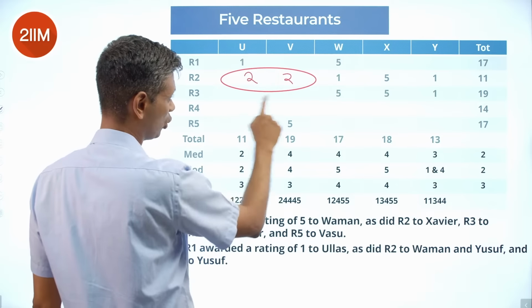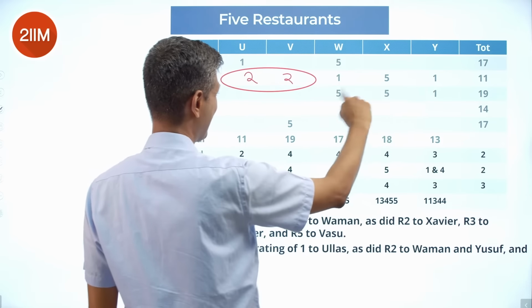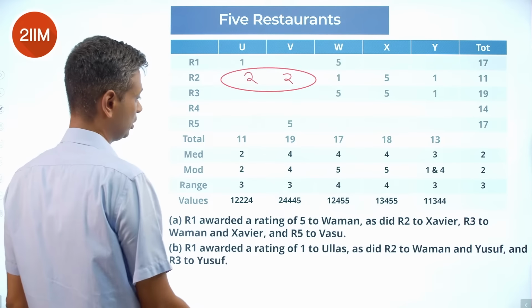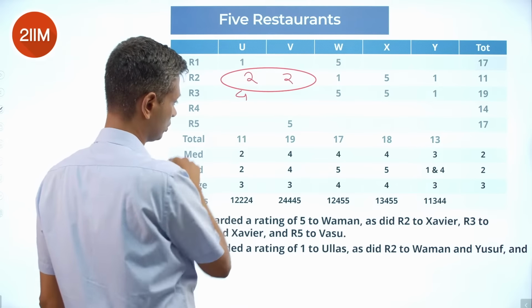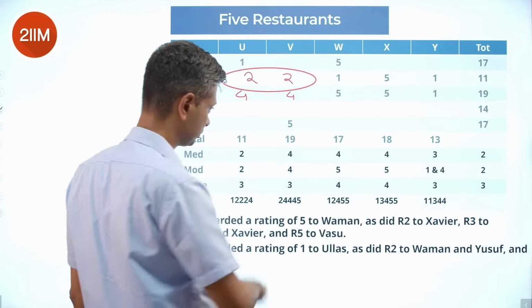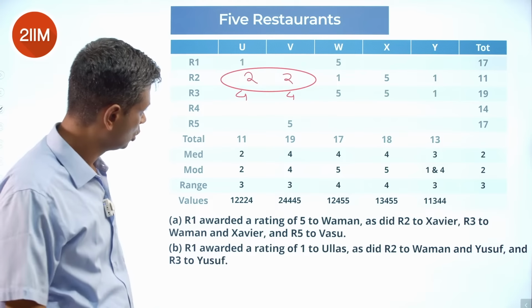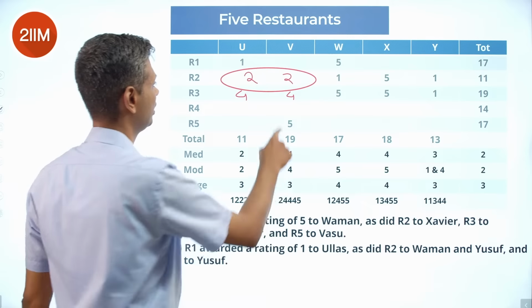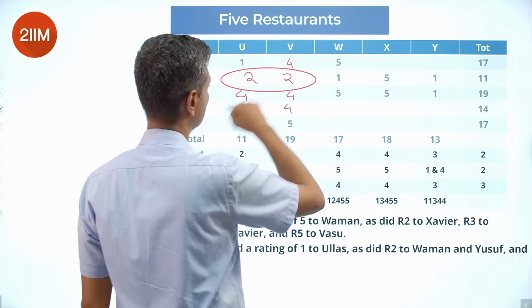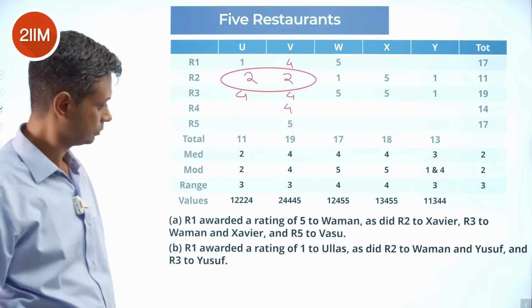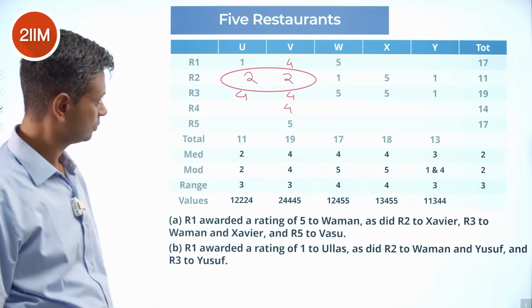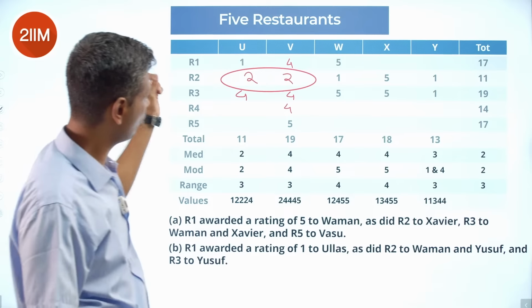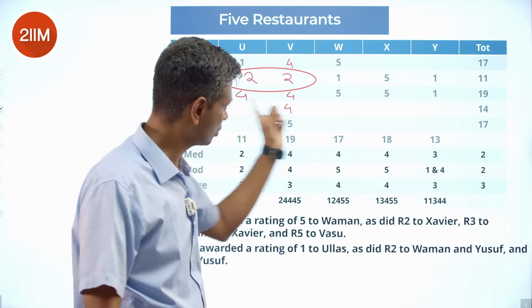Same, similar logic. 5 plus 5 plus 1 is 11. 8 more remaining. This cannot be 2. So this is 4. This is 4. 2, triple 4, 5. No, 2 and 5 are taken. This is 4. This is 4. Filling data rapidly. This whole row is filled.